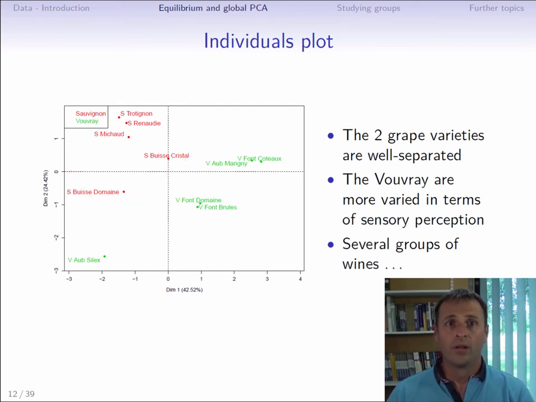One final note, we can see several groups of wines. For example, the Aubussière-Marigny and Fontenay-Coteaux Vouvrays are very similar, sensorially speaking, as are Fontenay-Domaine and Fontenay-Brûlé.